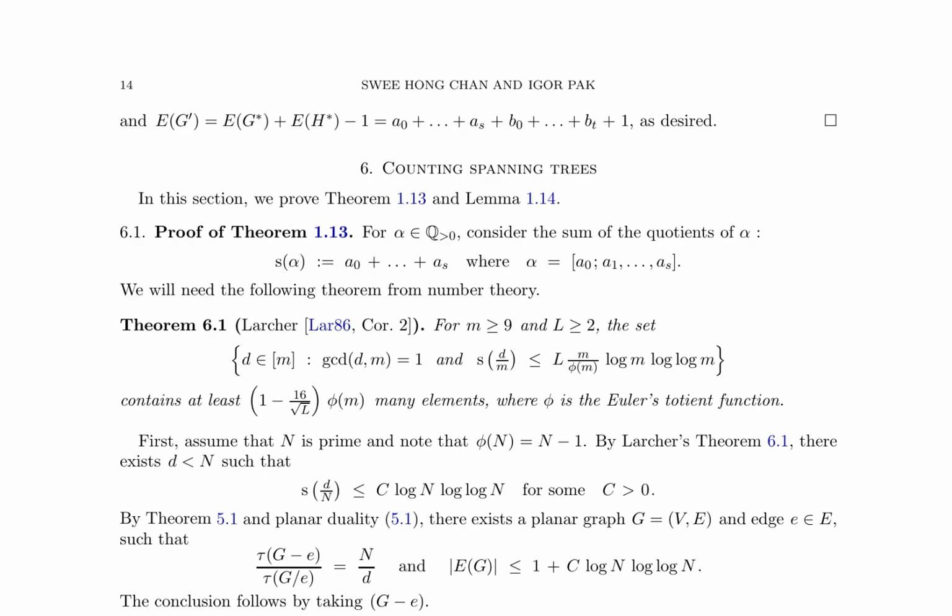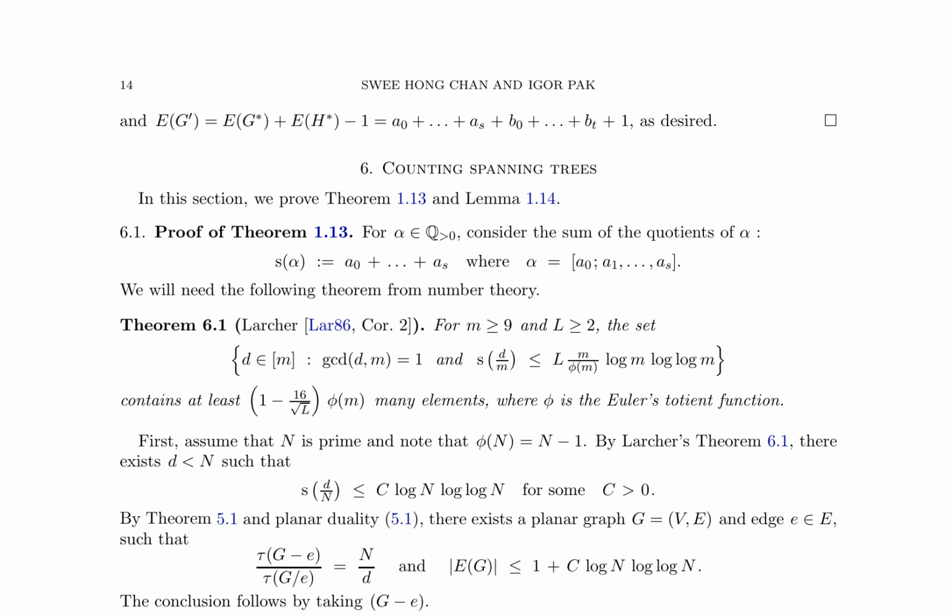The paper then shifts its focus to counting spanning trees, aiming to prove Theorem 1.13 and Lemma 1.14. The proof of Theorem 1.13 relies on a result from number theory, Theorem 6.1 by Larcher, which provides estimates on the distribution of gcd(d, m) equals 1 and m.